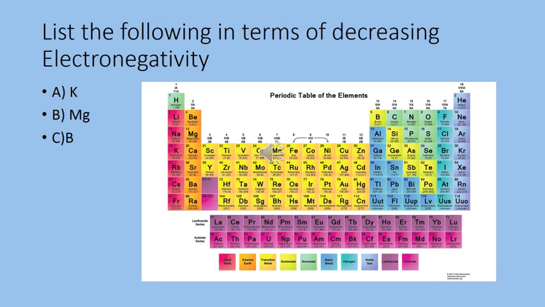Okay, so the next question is, list the following in terms of decreasing electronegativity. So the definition of electronegativity, again, is a measure of the tendency of an atom to attract a bonding pair of electrons. And again, this is an E rule, so it's going to increase across and decrease down. And as I have all the elements highlighted on the periodic table here, we can see that boron is the most electronegative because it's furthermost to the right. And then it's followed by magnesium, and then the least electronegative is the potassium.